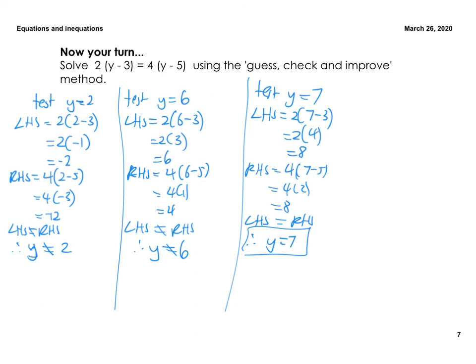Okay, so as you keep going through these, check how close these are. If they're pretty close, test something that's also close to what you just tested. So 6 was close, so I tested 7, and 7 is now correct. So y equals 7.